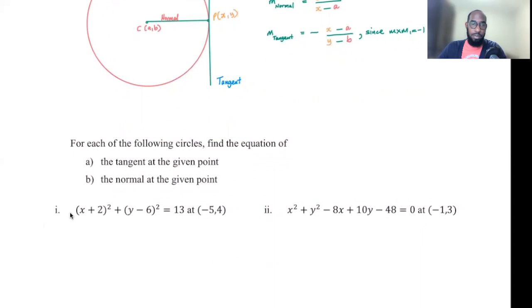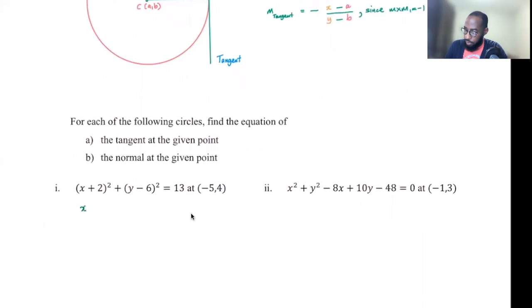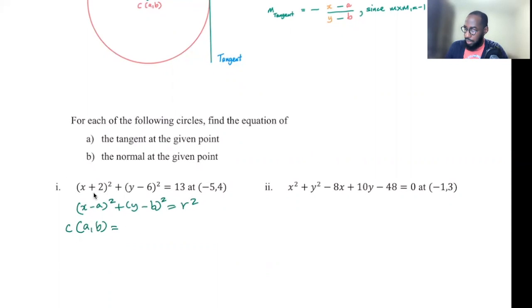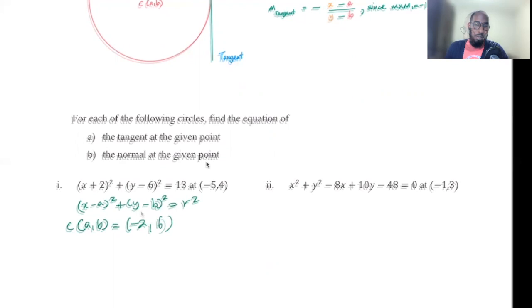In this case, this form is close to the equation of a circle. If I just write the general form for the equation of the circle, we get the a and b one time. a is equal to -2 and b is equal to 6, because we have the same signs here. So now we have the point, right? This is the point and this is the center.